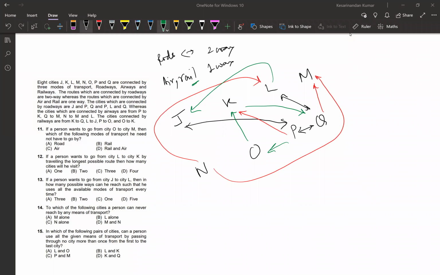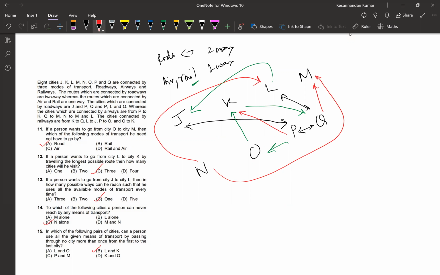Okay, so let me first say the answers to you guys so that you are not confused with that part. These are the answers. All right, so let's discuss it first.